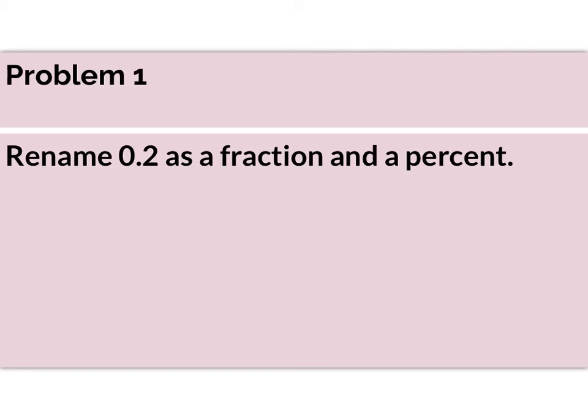Okay, so rename 0.2 as a fraction and a percent. So 2/10 as a fraction. 2 over 10, we have to reduce the fraction, simplify it, is 1/5. So 1/5 is 0.2. And 0.2 as a percent, you have to multiply by 100, which means we move the decimal point once, then twice, which equals 20%.